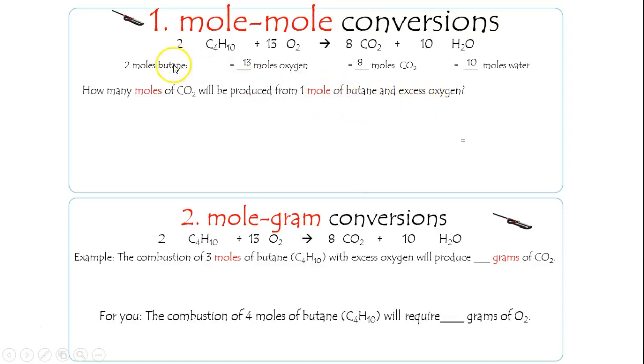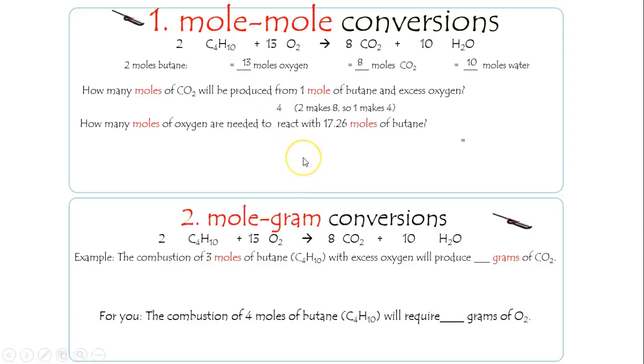How many moles of CO2 will be produced from 1 mole of butane with plenty of oxygen? Well, every mole of butane will make 4 times as many moles of carbon dioxide. The answer is 4. If 2 makes 8, then 1 makes 4. Let's do this one with canceled units. This is what's usually called for on a test.